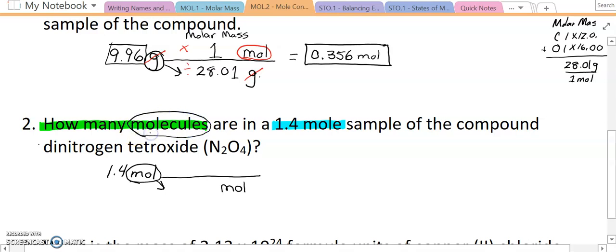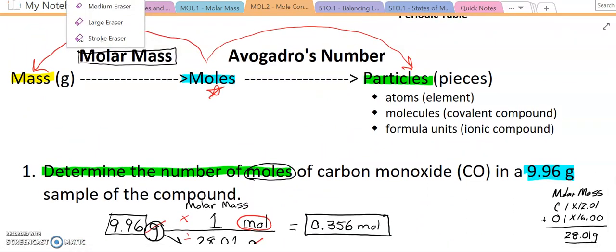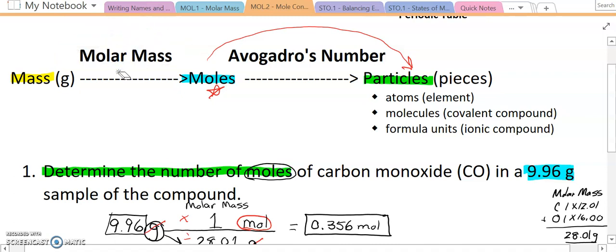So if I'm taking a look at this problem, I'm going to go to molecules, and molecules must be one of the particles. And in this case, it is. So I'm not going to be using a molar mass, and I don't care about a molar mass, because this time I'm at moles, and I'm trying to go to molecules, which just happens because this is a covalent compound. No, you do not need your molar mass at all in this problem. So I have Avogadro's number here, and Avogadro's number says in 1 mole of anything, there are going to be 6.02 times 10 to the 23rd.